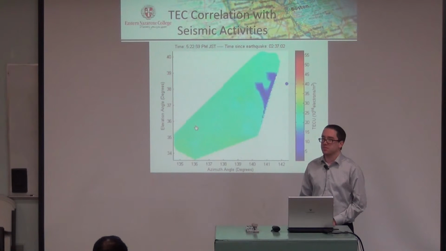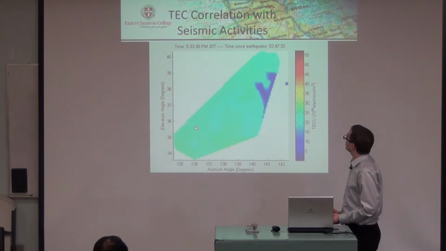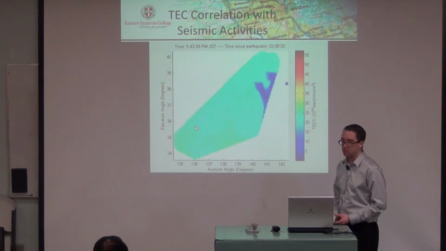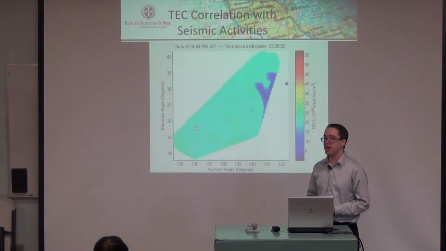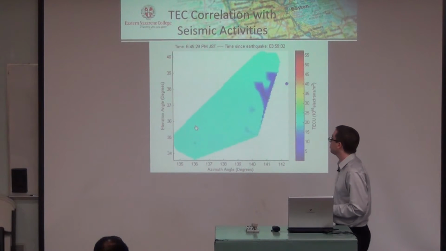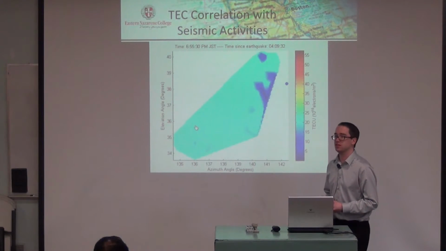Sense of how much area we're talking about here? Is this like most of the main island of Japan? Japan has a lot of receivers. On my earlier slide, I had red dots and blue dots. Yes, the red dots represent the receivers that I actually used to create this movie. Okay.